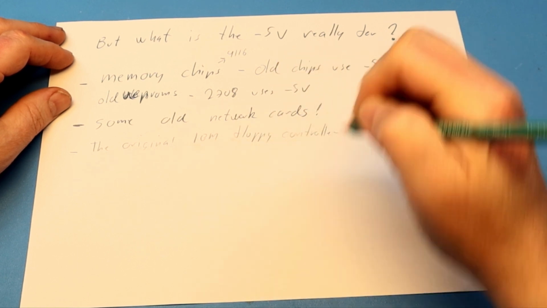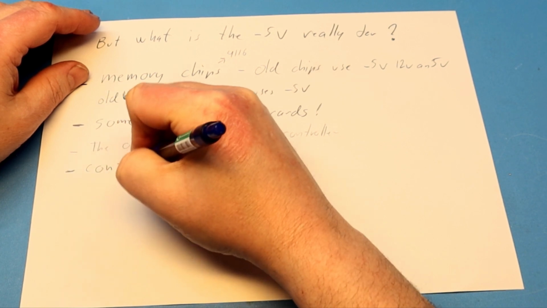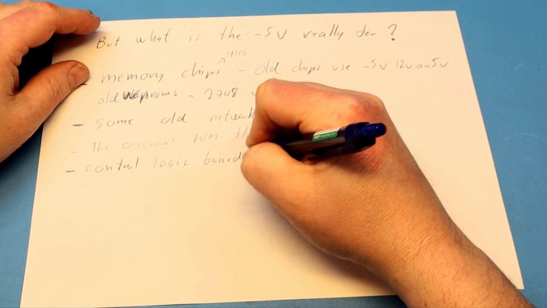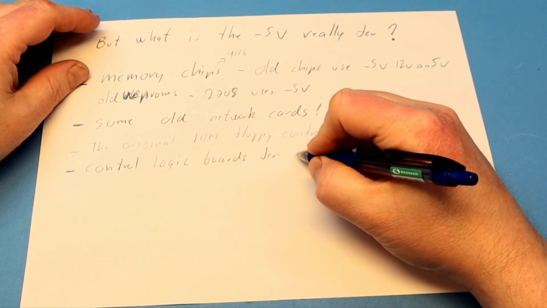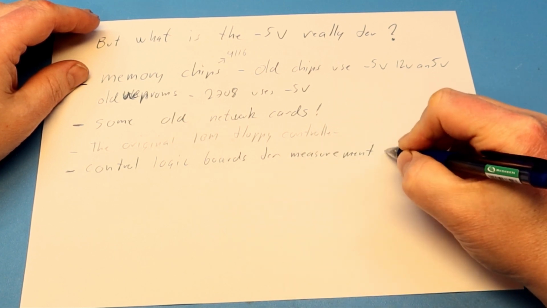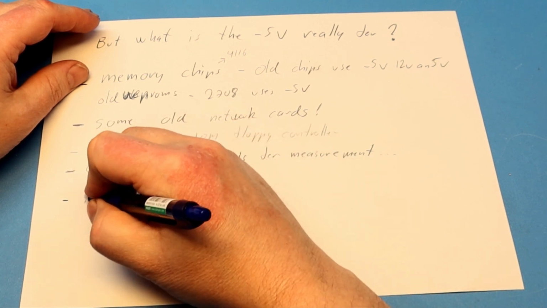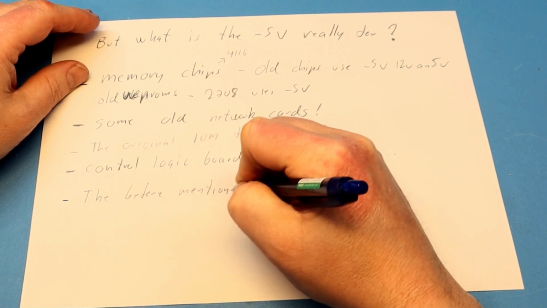The original IBM floppy controller also used minus 5 volt, and I have also seen some cards that do control logic and measurement logic for lab equipment and other stuff that use the minus 5 volt rail. But these were not cards that were common and used much in the workspace. They were lab cards, really.